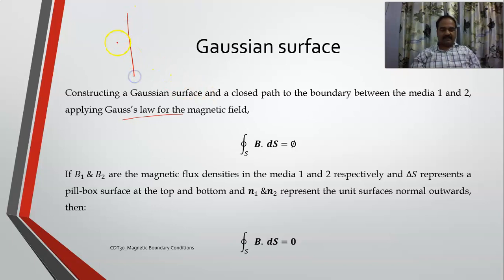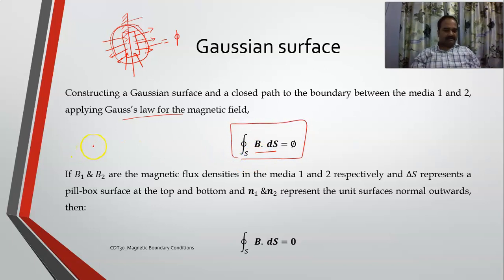So if I take this as media 1 and this as media 2, and I consider any region, the B will be in this direction. It can be in any direction. Whatever flux density I am counting in this particular area will be equal to the amount of flux. So how much flux will be there? That is nothing but the flux density in that area. So the same Gauss law is applicable for magnetic fields also.